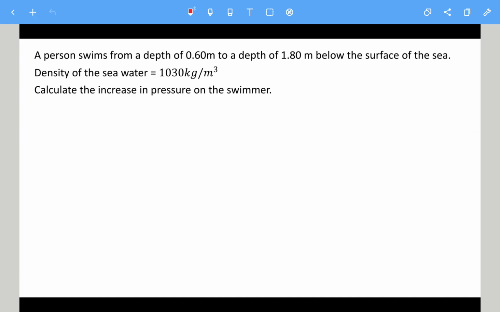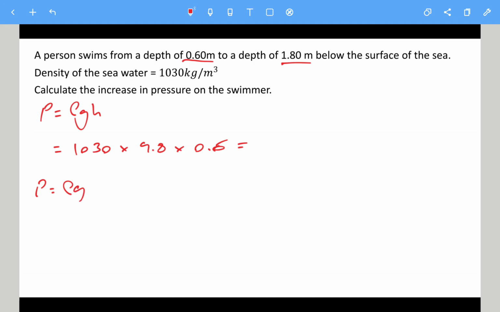Now what you might have done is calculate the pressure at both of these depths and then subtracted them, which will work. And then I'll show you a different technique, but let's do that one first. So pressure is rho GH. So for each one, let's do the density, which is 1030 times G, 9.8, times the column height. So we've got 0.6, we'll do that in a second. And then the other one will be the same, so rho GH. So it'll be 1030 times 9.8 times 1.8 this time.